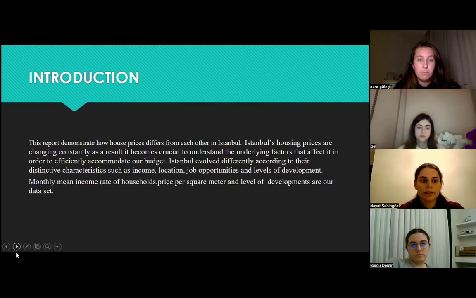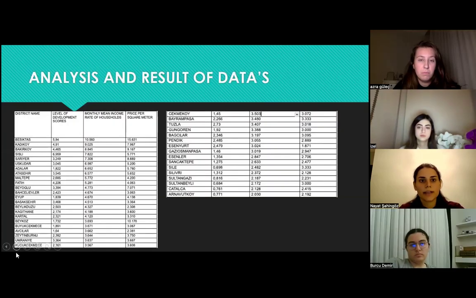For the introduction, this report demonstrates how prices differ from each other in Istanbul. Our data set is monthly mean income rate of household, price per square meter, and level of development. Here you can see the analysis of our data set.